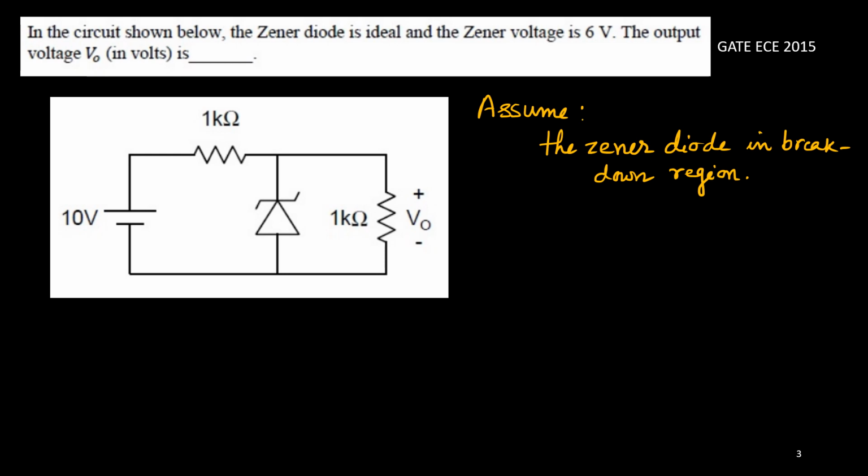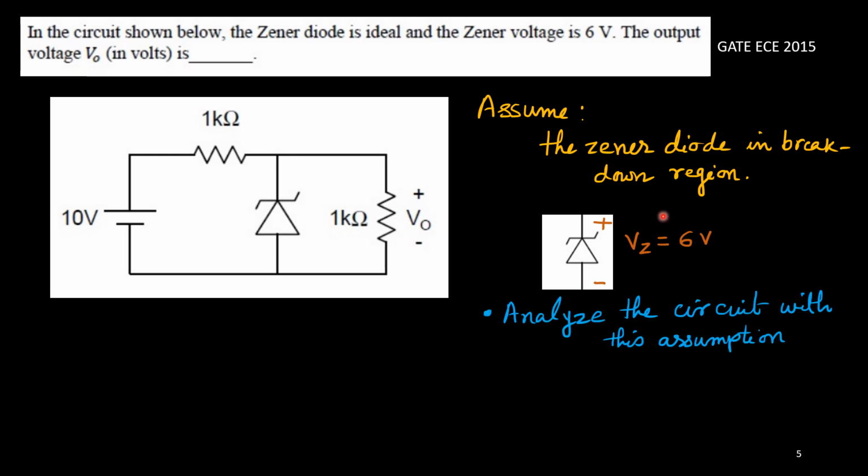First we'll assume that this Zener diode will be in the breakdown region. This is our assumption. Once we assume the Zener diode is in breakdown region, its voltage is Vz equals 6 volt. Its breakdown voltage or Zener voltage is 6 volt. Then it will provide a constant voltage of 6 volt across the Zener diode. This voltage is fixed. Whatever current is flowing through the Zener diode doesn't matter, but the voltage across it is 6 volt.